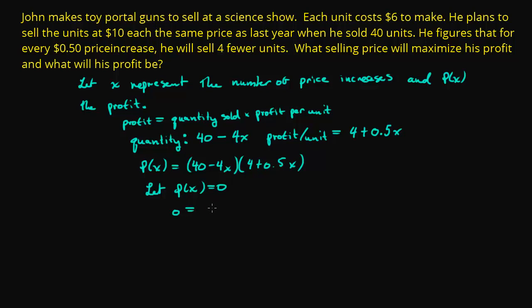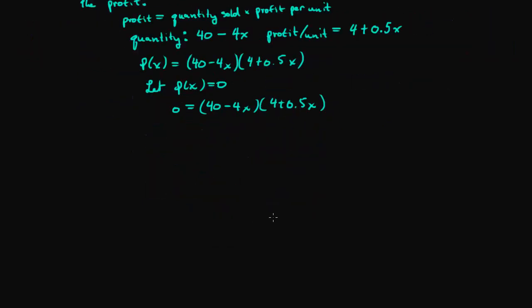That gives me the equation 0 equals 40 minus 4x times 4 plus 0.5x. There are two solutions to this equation. One is that 40 minus 4x is equal to 0, which means x is equal to 10. The other solution is when 4 plus 0.5x is equal to 0. So x is equal to 10, and x is equal to, whoops, sorry, this should be negative 8, because 0.5 times negative 8 plus 4 is 0. Those are my two solutions.